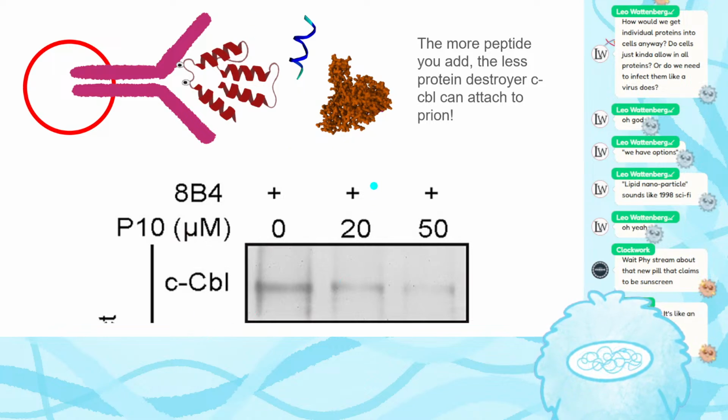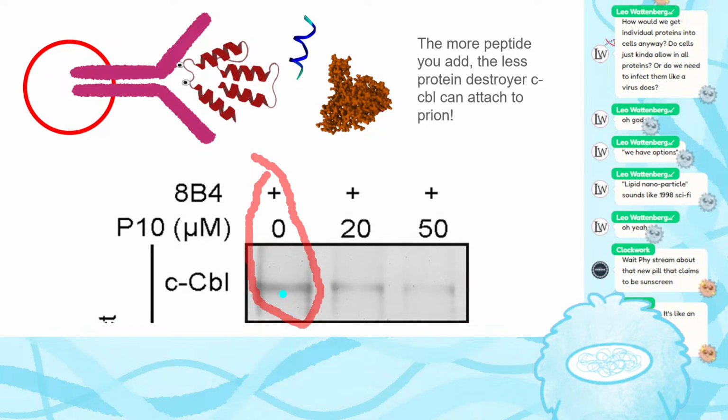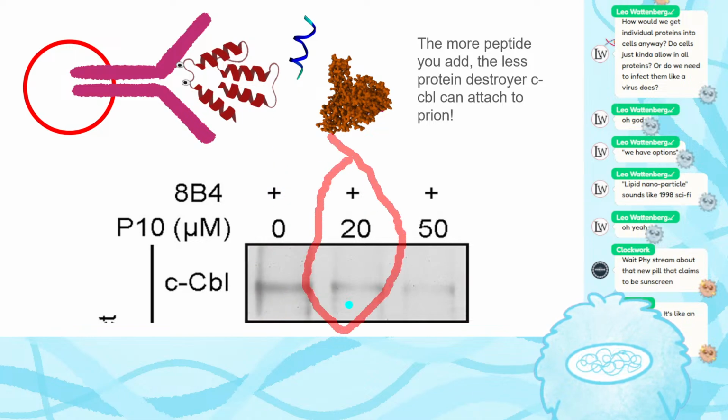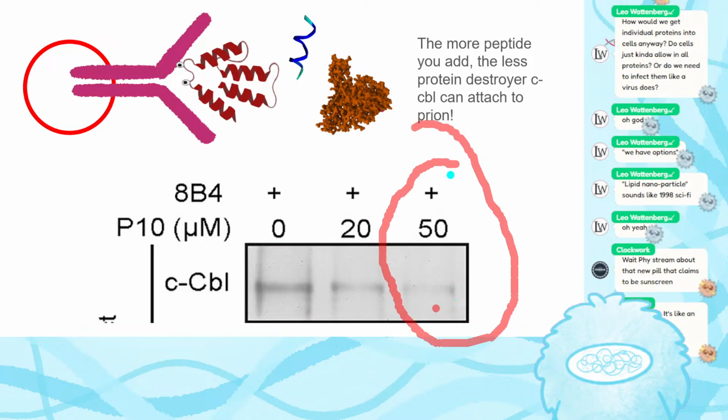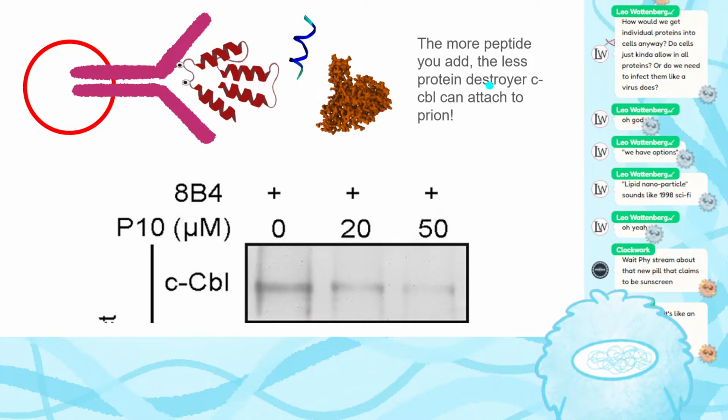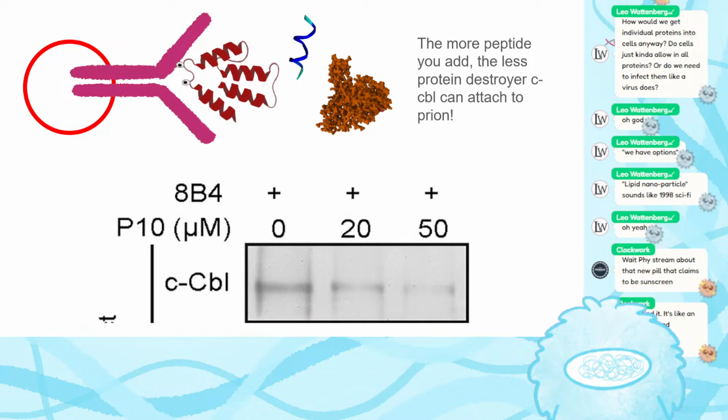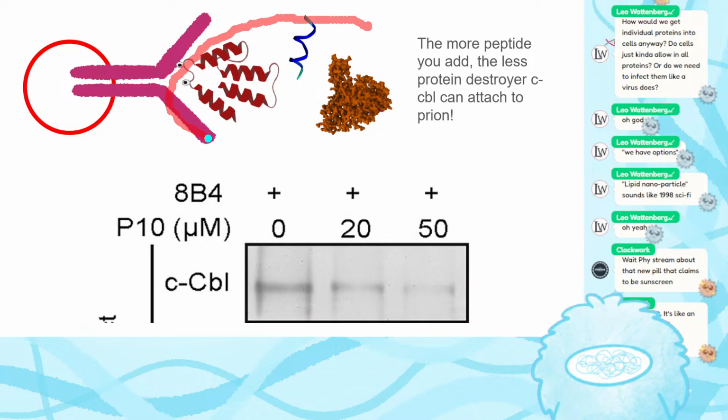So when you have no peptide, you have a good chunk of CBL. You have some of the peptide, you see that band getting fainter. And then you have a lot of the peptide, you see that band almost entirely gone, right? So we can confirm that in a dish, you can break up this interaction with this peptide, which is very, very interesting.